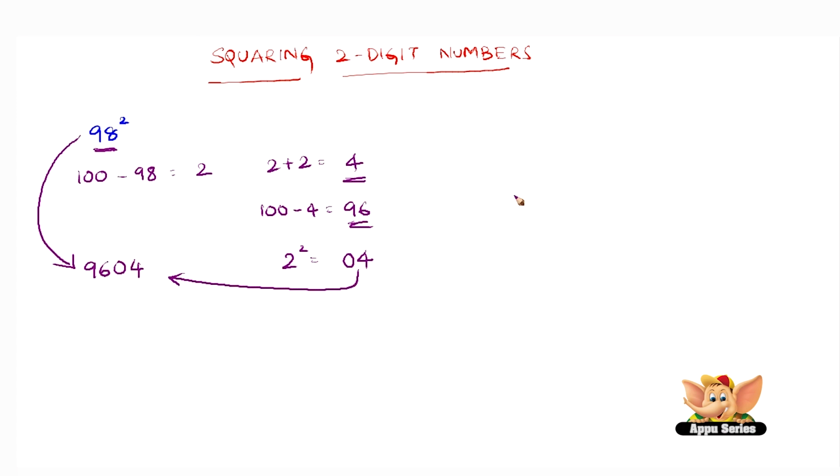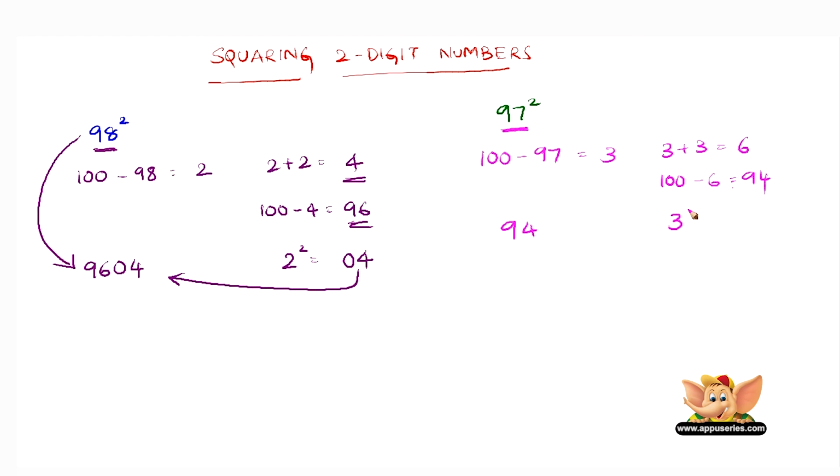Now let us quickly see another example, which is 97 square. Now let us subtract 97 from 100, which gives us 3. Doubling 3 gives us 6. Let us subtract 6 from 100, which gives us 94. Now let us write 94 as the first two digits of the answer of 97 the whole square.